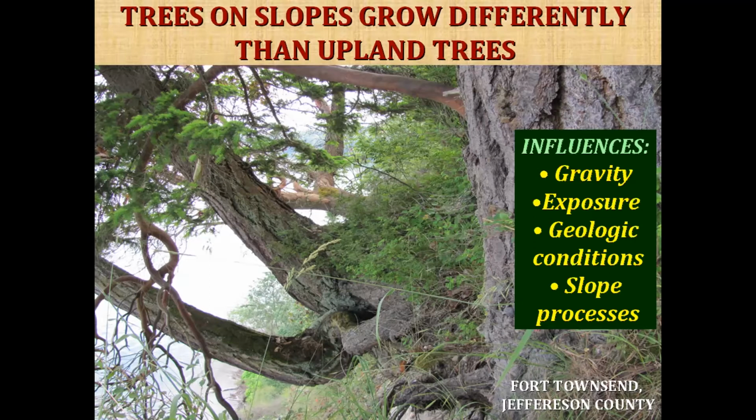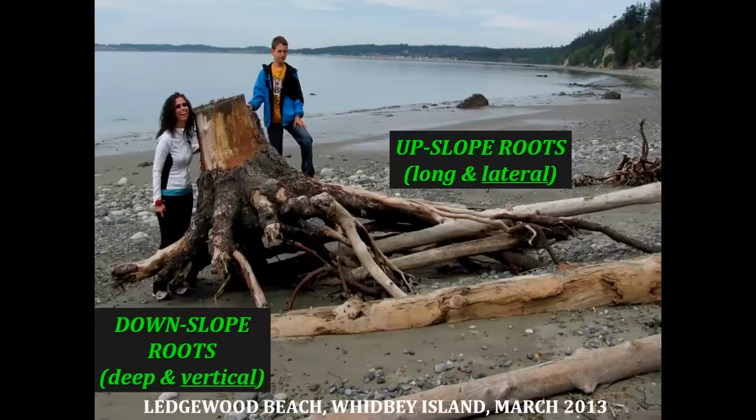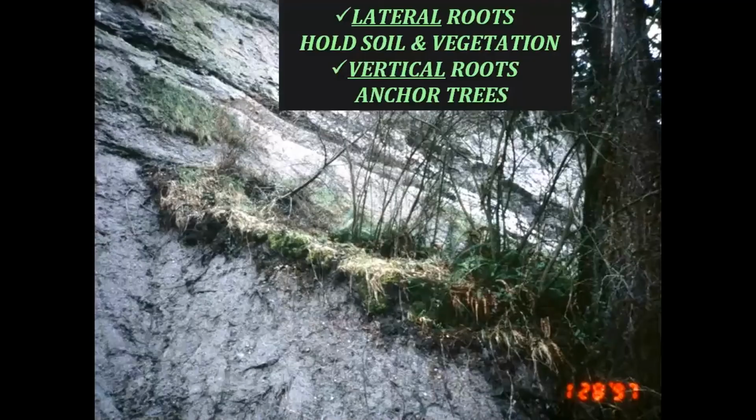If you've ever been to some places where mature forests still occur on the shoreline, you'll be amazed at some of the contorted shapes that they've assumed to be able to survive. Generally speaking, upslope roots are long and lateral, and the downslope roots are deep and vertical. So the lateral roots hold the soil and vegetation. The vertical roots anchor the trees.